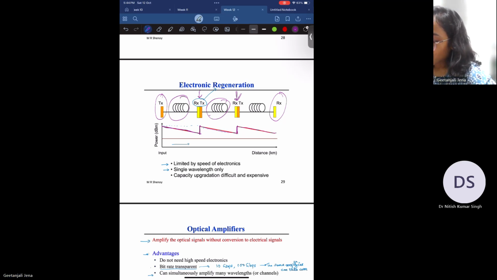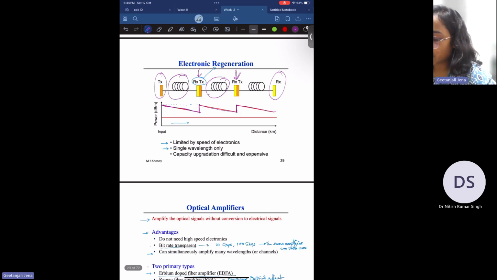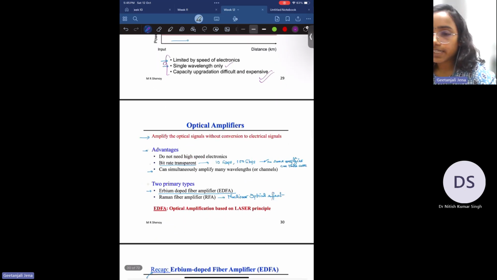Okay. But this has certain limitation, like it is limited by the speed of electronics. You can see the speed of light is 3 into 10 to the power 8 meter per second, but the speed of electron is not that comparable to the speed of light. So that is why the speed here is limited by the speed of electronics, and it can transmit at single wavelength only, and capacity upgradation is difficult and quite expensive. So that is why we shift to optical amplifier, which is EDFA.